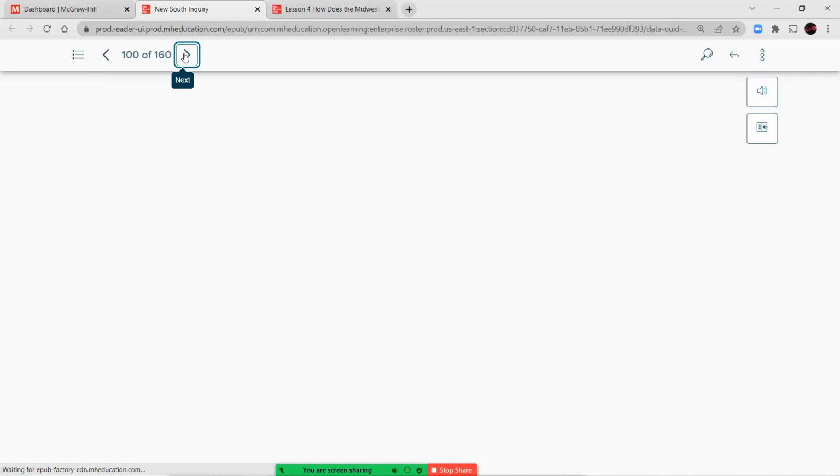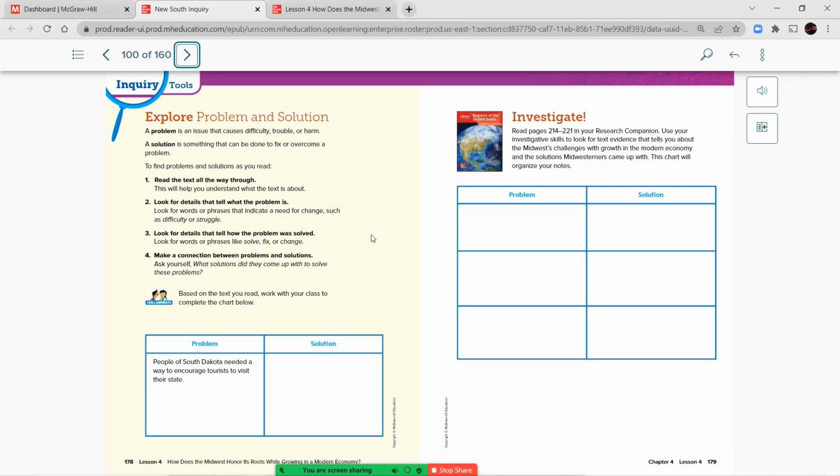Now let's go ahead and jump into our graphic organizers. So here we're exploring a problem and solution. The problem that they gave us was that people of South Dakota needed a way to encourage tourists to visit their state. The solution that they came up with was the building of the Mount Rushmore Memorial. It created an important tourist attraction for the state and encouraged people to come and visit.